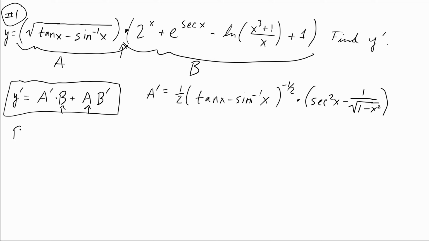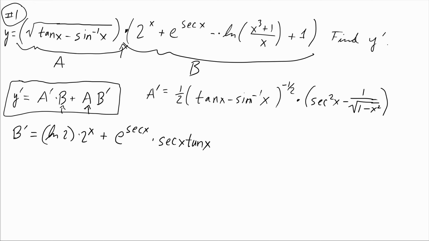Okay, so b prime, we'll just look at this. The derivative of the first part, 2 to the x, is just simply ln of 2 times 2 to the x. The next part, this is a chain rule. The derivative of e to the x is itself, e to the x. So we add to this: the derivative of e to the something is just e to that something, but then you have to multiply by the derivative of that something, which, the derivative of secant x is just simply secant x tangent x.